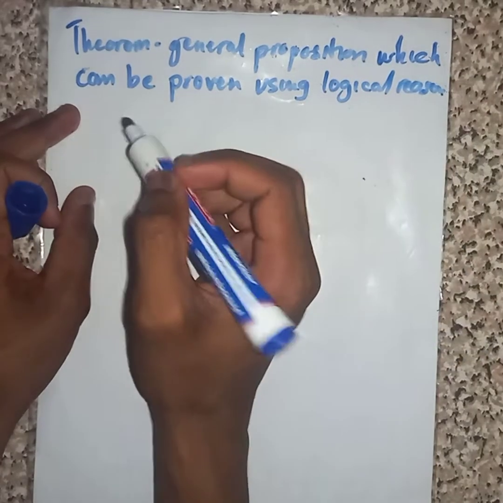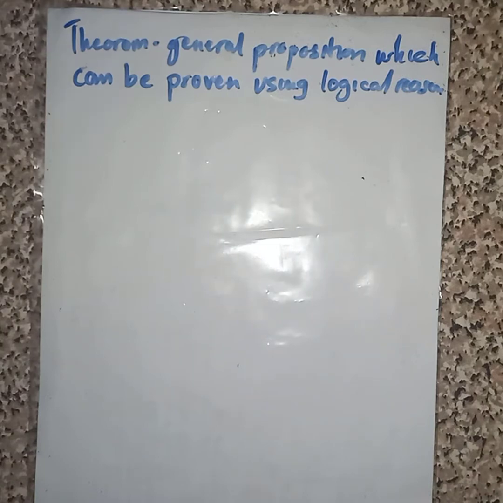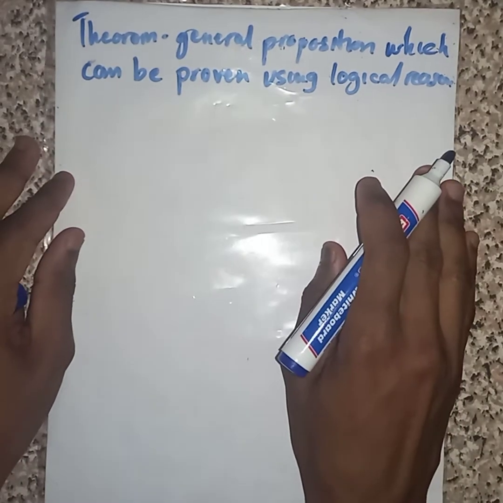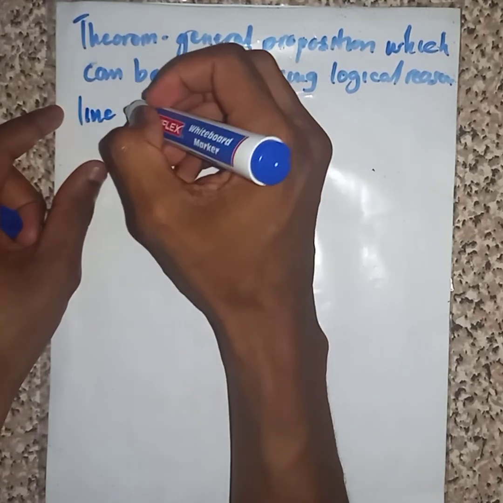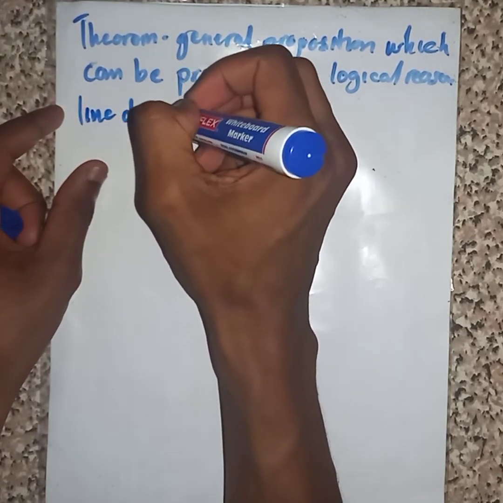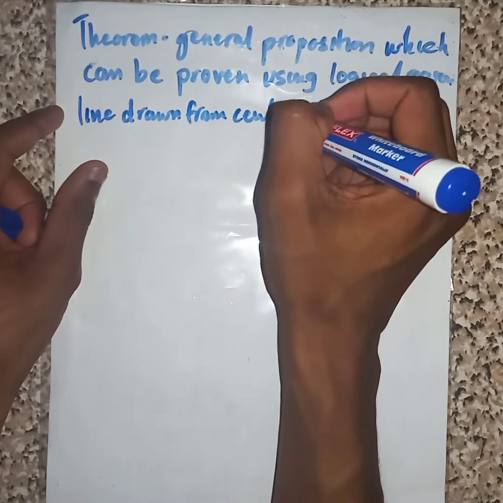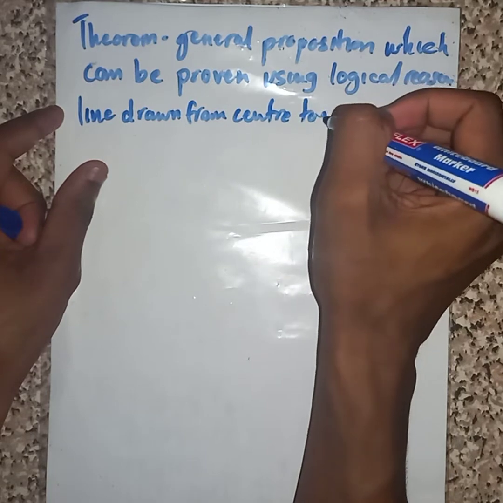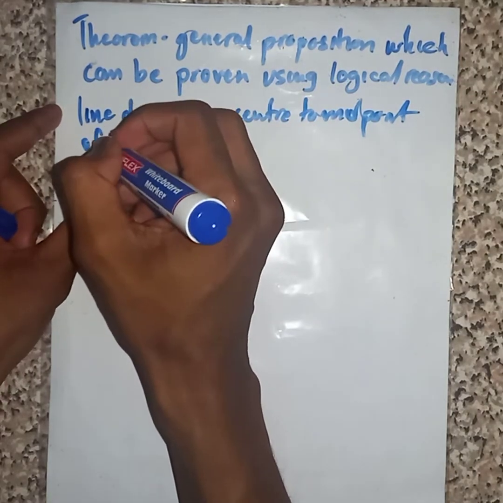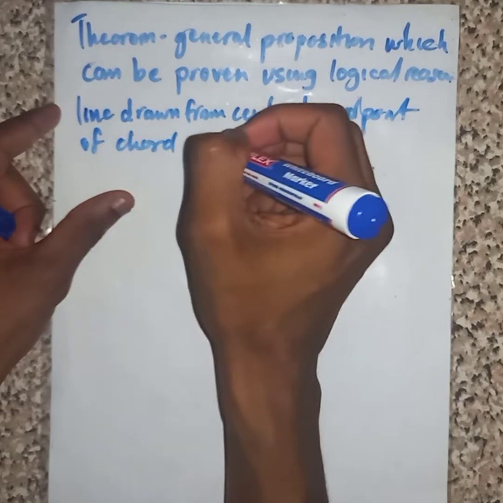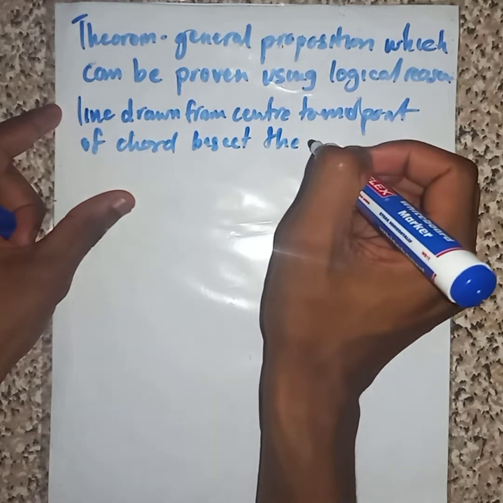But as for today, we are going to prove theorem 1, which states the line segment drawn from center to the midpoint of chord bisect the chord.